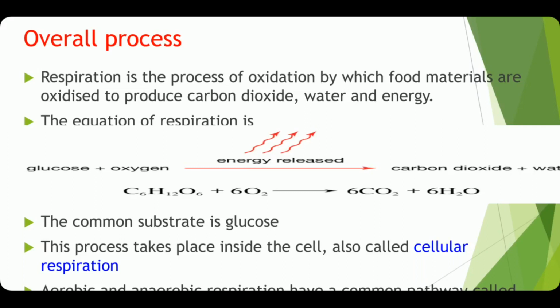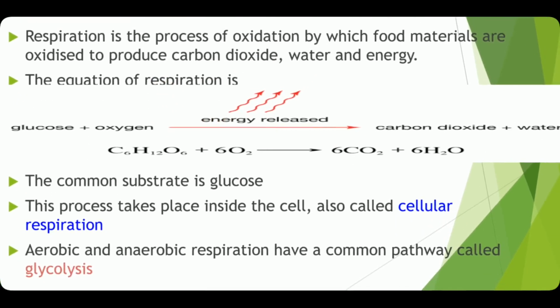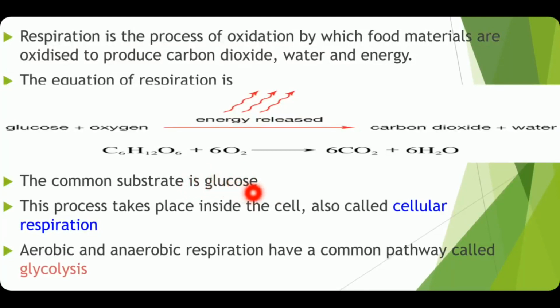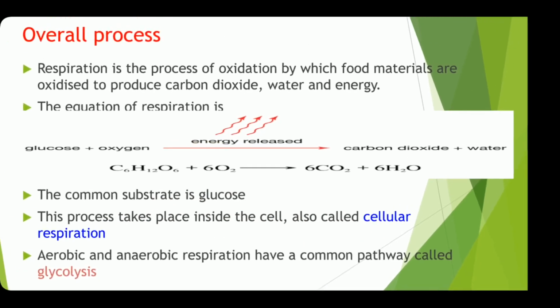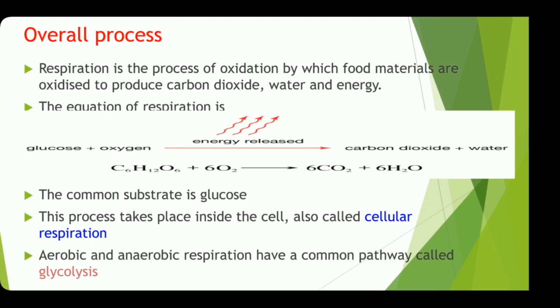Here it is the breaking down of food into simple substances, and production of energy. That's why it is called a catabolic process. During respiration the most common substrate is glucose, though amino acids like proteins and fats are also broken down, but the common substrate is glucose. Because it takes place in the cell, it is also called cellular respiration, as I already told you. And respiration is a property of both plants and animals. It takes place in plants as well as in animals.